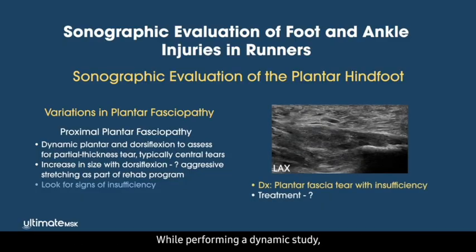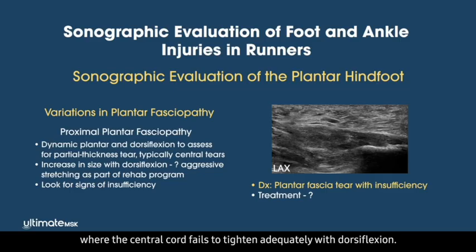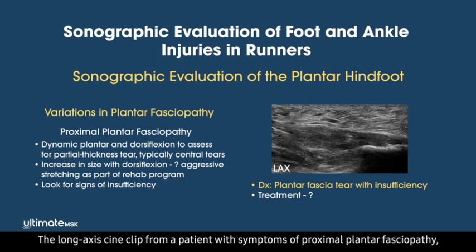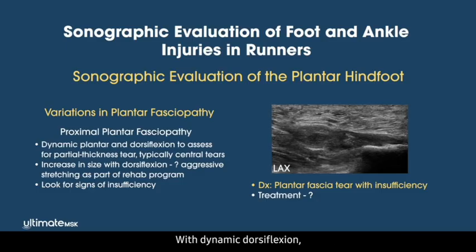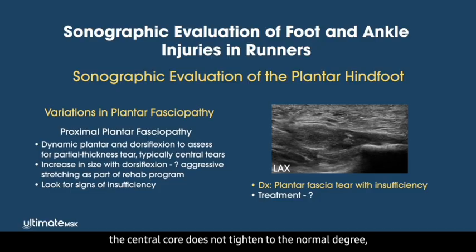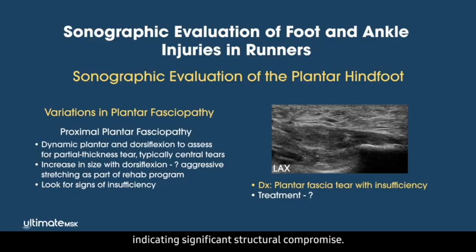While performing a dynamic study, I also assess for signs of insufficiency where the central cord fails to tighten adequately with dorsiflexion. The long axis cineclip from a patient with symptoms of proximal plantar fasciopathy shows the typical appearance of a high-grade partial thickness tear. With dynamic dorsiflexion, the central cord does not tighten to the normal degree, indicating significant structural compromise. Additionally, the optimal treatment approach for these symptomatic tears remains unclear.